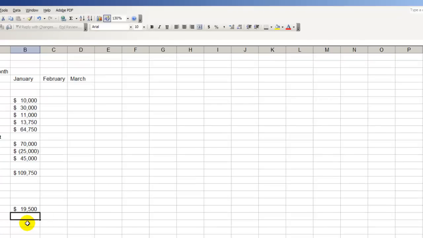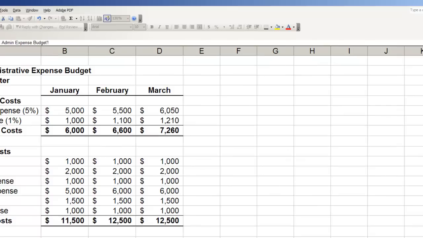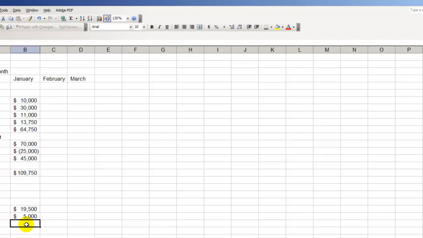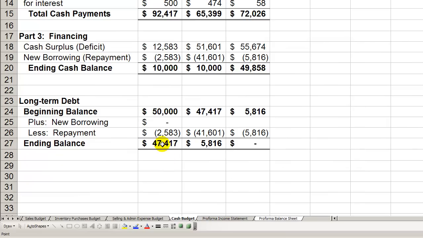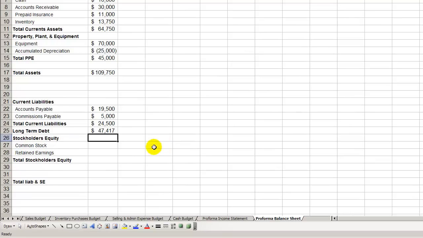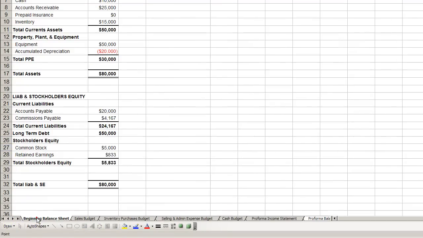Commissions payable, if you recall, commissions are paid 1 month after they are incurred by the company or earned by the salespeople. So the amount of commissions expense represents an amount that is owed but not paid yet. So your total current liabilities are the sum of your two current liabilities, the balance of long-term debt. That's why on the cash budget we've already calculated the ending balance of long-term debt for us. The balance of common stock doesn't change from your beginning balance sheet.